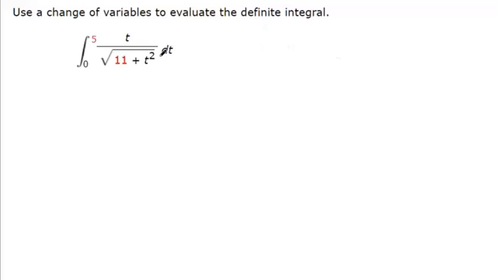Right now you can't directly apply the power rule because there's a square root, there's a t squared, there's a t. Too complicated for that. So we want to make a substitution to make it easier. We could try some guesses for substitutions. Let's guess that a substitution of the entire inside of that square root would help us out. u equals 11 plus t squared. Then the derivative of u with respect to t is 2t.